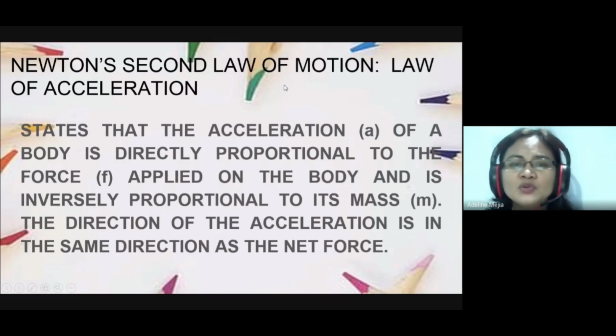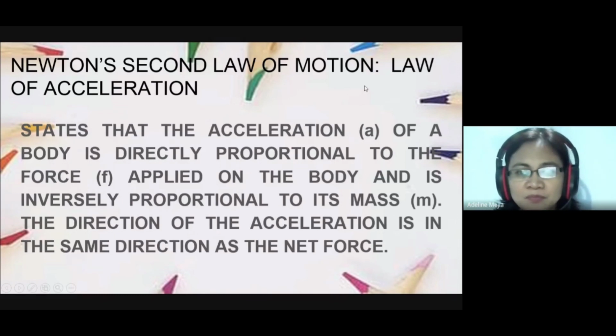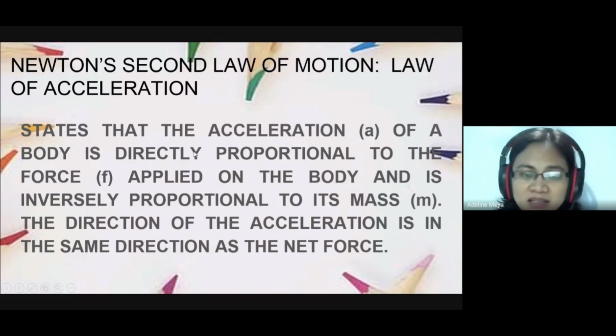Now, let's define Newton's second law of motion, which is the law of acceleration, given the relationship between force, mass, and acceleration. It states that the acceleration of a body is directly proportional to the force applied on the body and is inversely proportional to its mass. The direction of the acceleration is in the same direction as the net force.